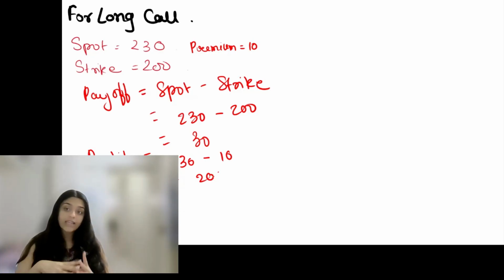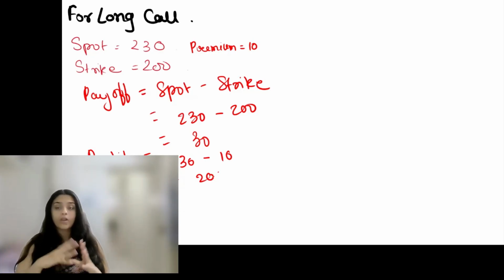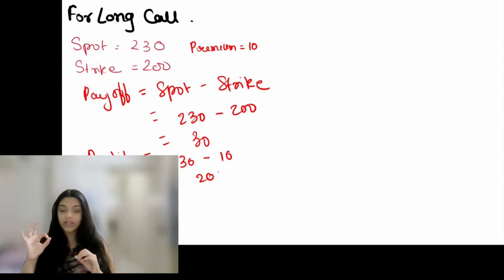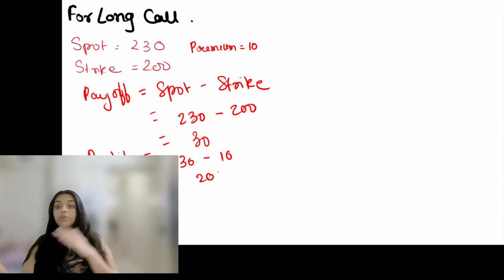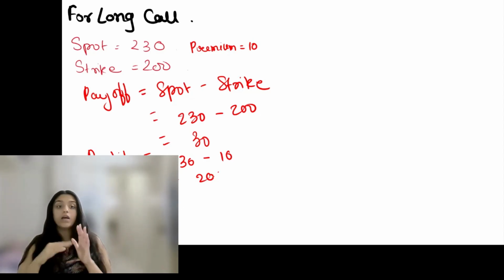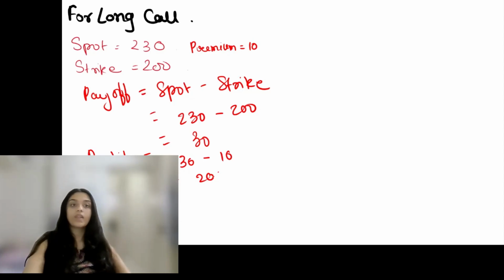And what will be the final profit of the investor? The 30 rupees payoff that he has got, minus the premium that he has paid to the short call person from whom he has bought that option. He will have to pay 10 rupees. So reducing those 10 rupees, the profit will be 20. So your payoff is 30 and your profit is 20.